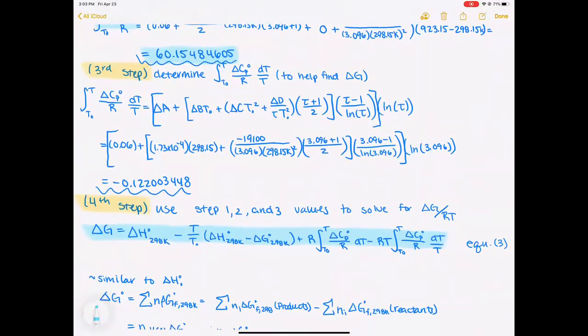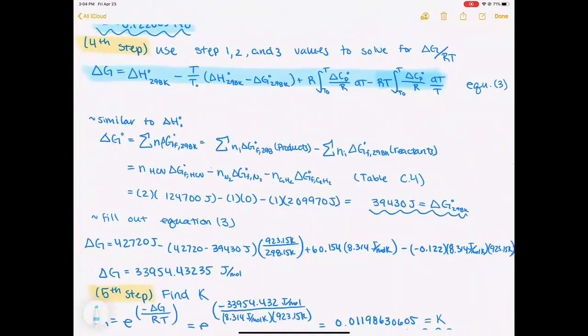Our third step is to figure out another one of the terms in the delta G equation. So it's this last term down here. This is the term we're trying to find. Here is the explicit form of it. And again, that's also in the book. It's given in chapter 14. So we use the delta A, delta B, delta C, delta D, and tau, all of the same ones in this equation. So we get that this term is equal to negative 0.122.